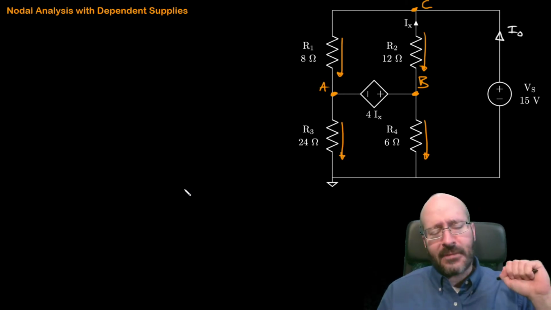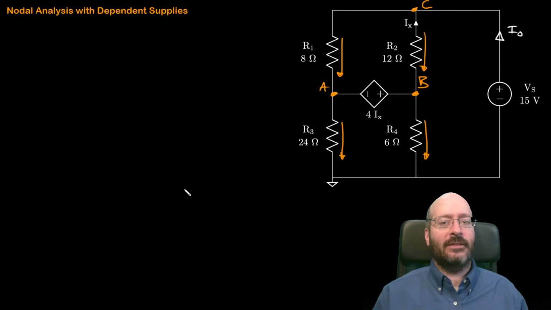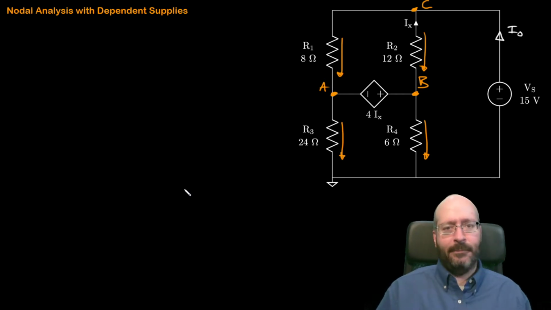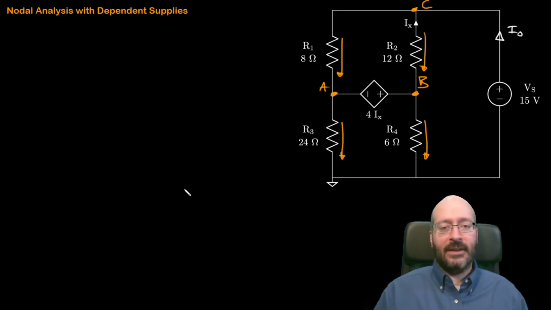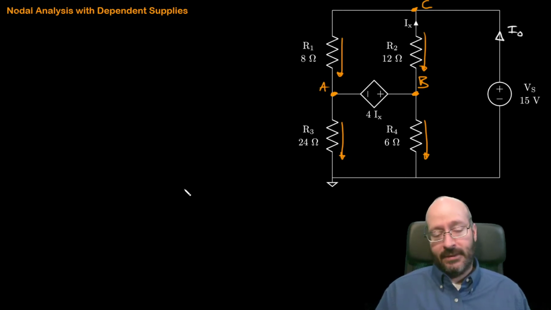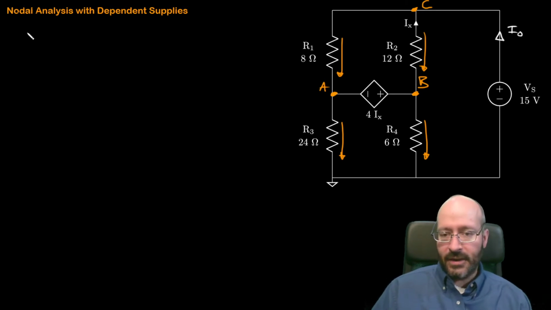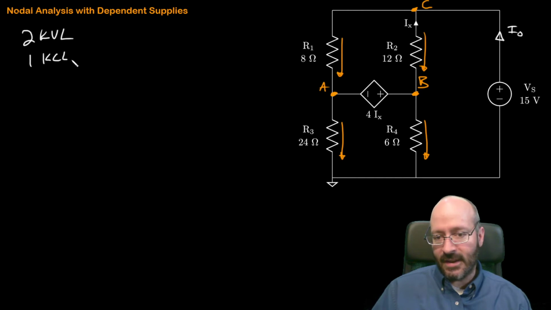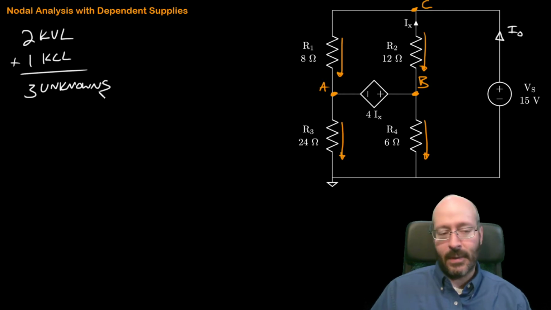Okay. How many KVLs? How many KCLs? We still play this game. How many voltage supplies do we see? Well, I gave away one, right? The dependent supply is a voltage supply. So I still write a KVL for that. And then I also have this voltage supply. So I'm gonna write 2 KVLs, and I'm gonna write 1 KCL. And that's going to cover my 3 unknowns. I'm going to have 3 equations for my 3 unknowns.